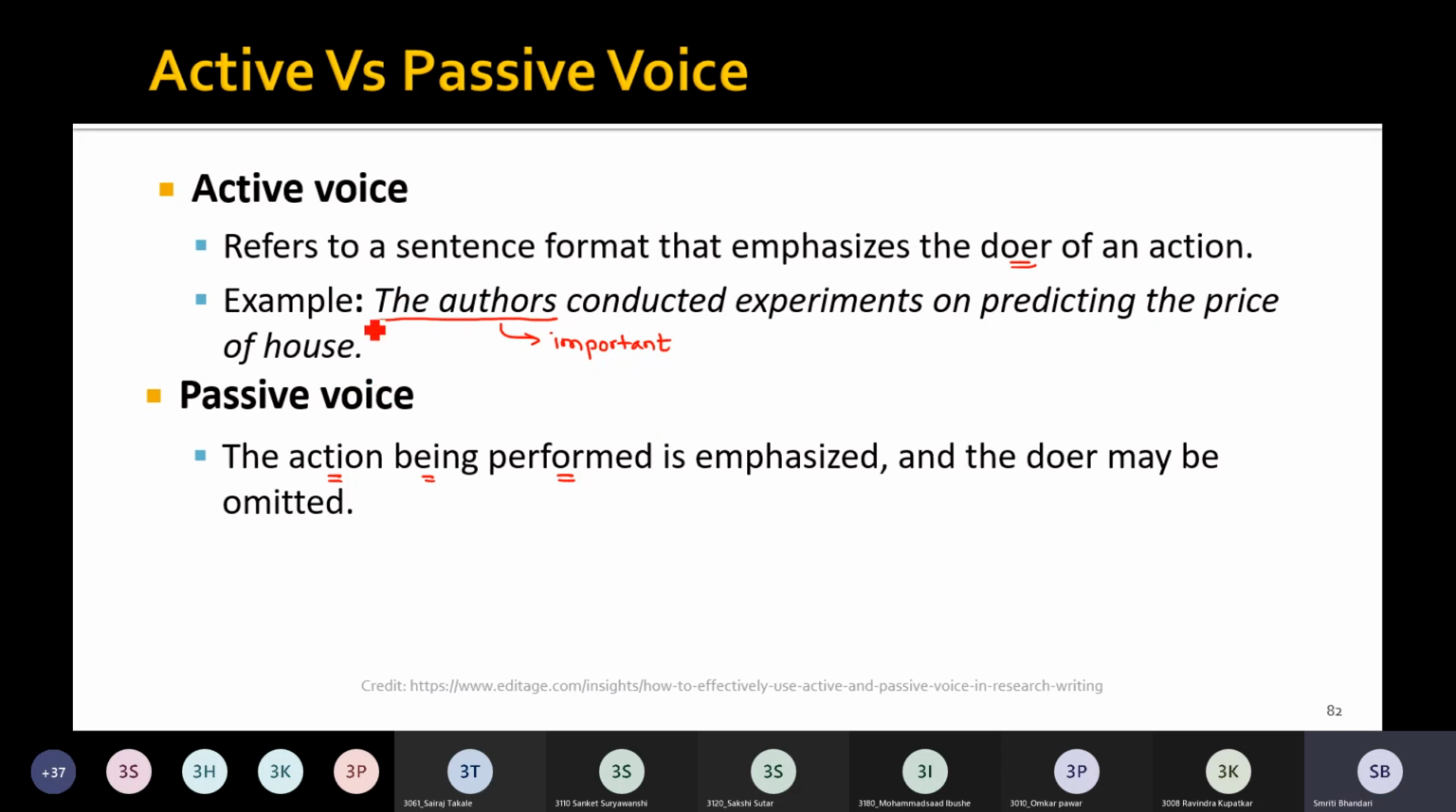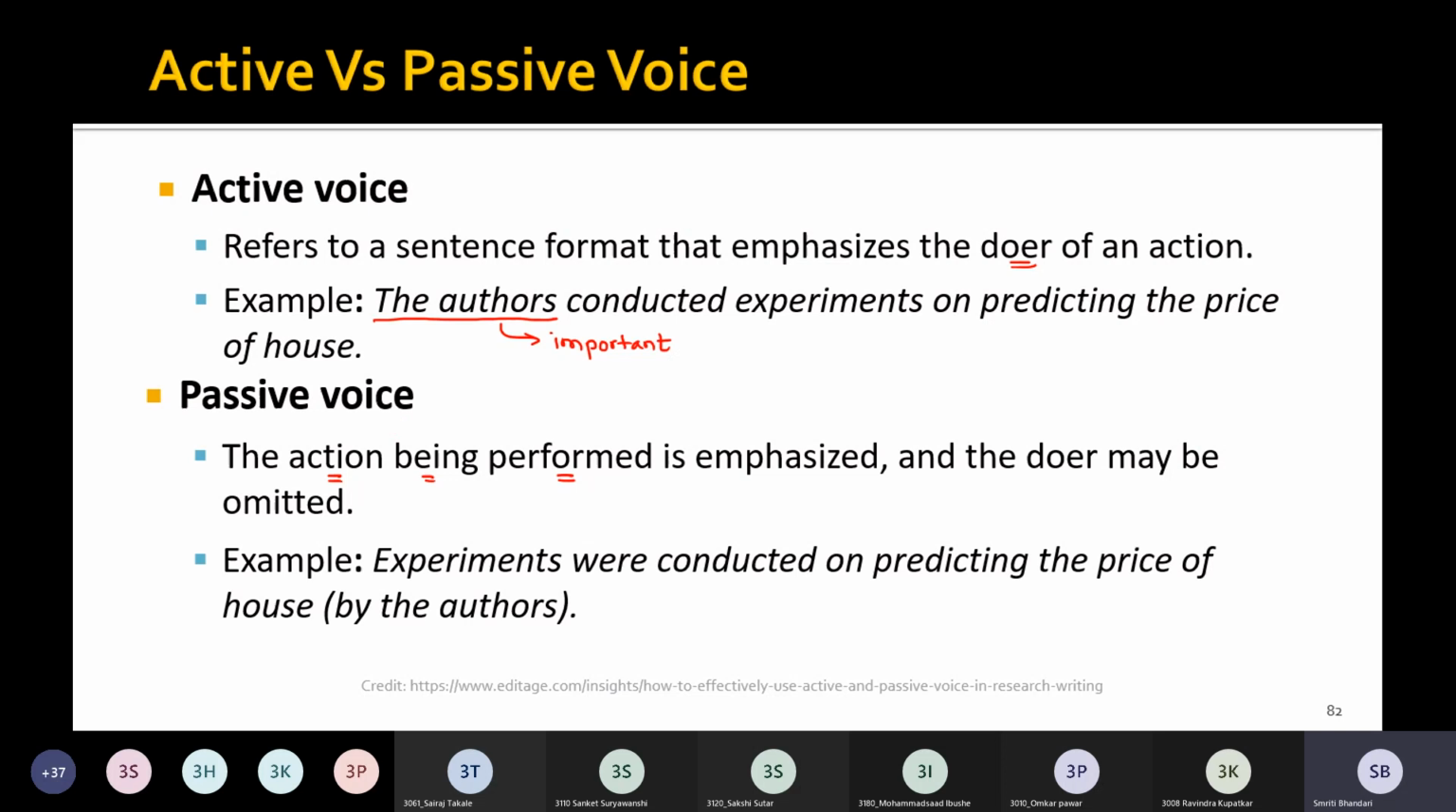Now if we want to write the same statement in passive voice, how are we going to write it? We will be writing the statement in passive voice like, experiments were conducted on predicting the price of house by the authors. Experiments were conducted on predicting the price of house by the authors. Now in this particular construction of the statement, the phrase by the authors can be omitted, which means that the reader already knows, or does not actually need to know who the doer is. Only the action is important.